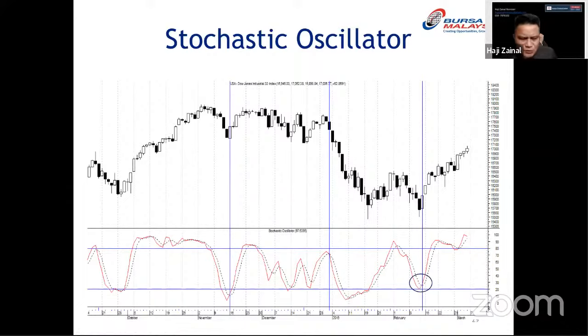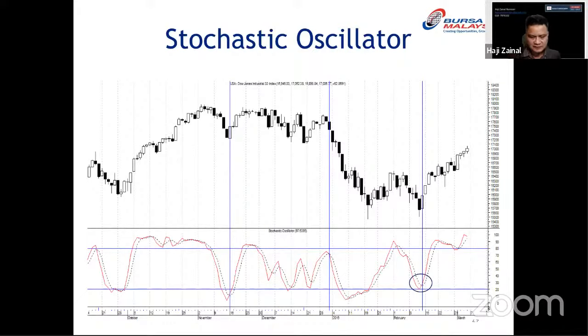Now, even though we use these indicators, please don't rely purely on the indicators, because the first thing to look at is the price action. What do I mean by price action? Whether it's an uptrend or a downtrend. That is the most important. The most important is the price action, and then only you look at the indicators.